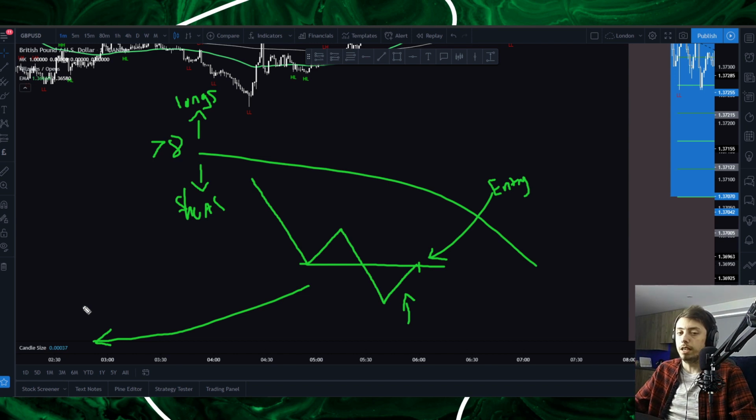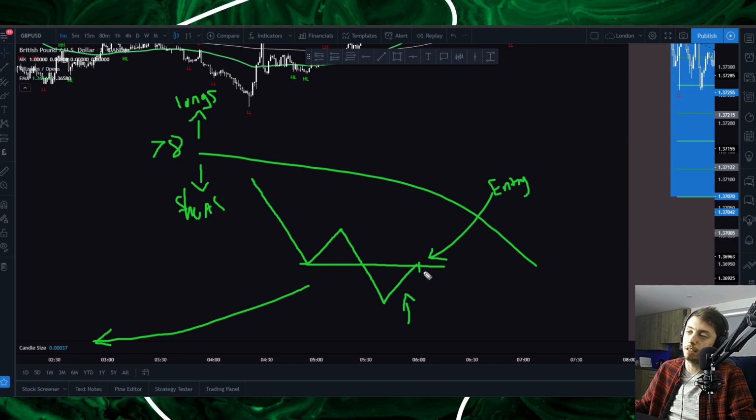Whatever that candle size is, double it. If that doubling number is smaller than 4 pips, you do not take the trade, okay? I hope that made sense. So this entry candle that gives us the entry needs to be bigger than 4 pips doubled, okay? So 2 pips pretty much.